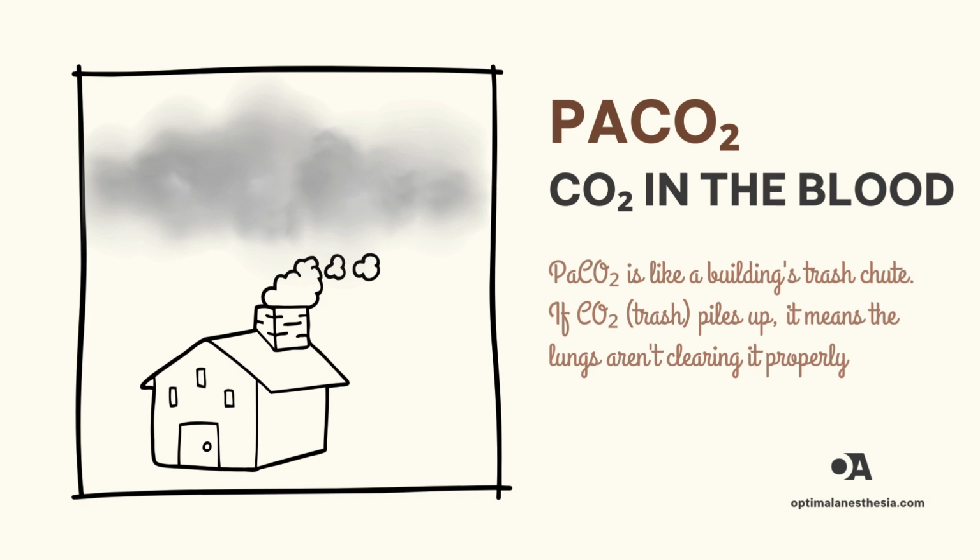Let's talk about PaCO2, which stands for the arterial partial pressure of carbon dioxide. In everyday terms, this is how much CO2 is dissolved in the blood. We care about this number because CO2 is a waste product, and if it builds up, it means the lungs aren't getting rid of it effectively. It's like a trash chute in a building. If trash, CO2, starts piling up, you know something's wrong with the system. So PaCO2 tells us how well the lungs are clearing that trash.